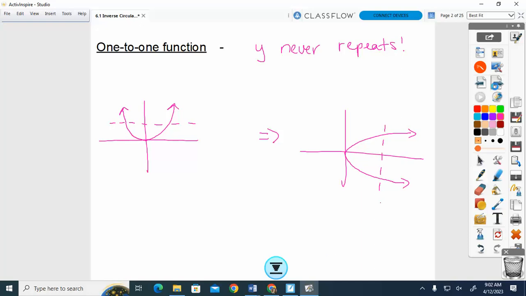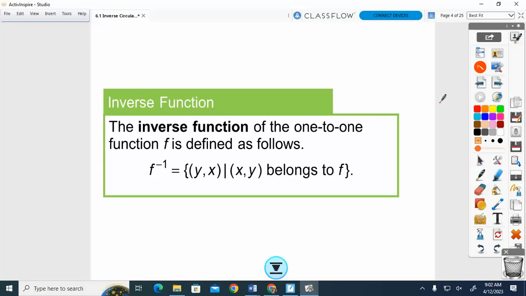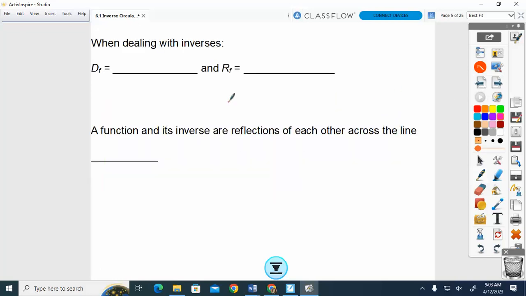So that is an important piece. We use that horizontal line test to determine if things are 1-to-1 or not. And in order to have an inverse, it has to be 1-to-1. That inverse is found by just reversing the x and y values, which is what that definition says. So let's review a couple components of inverses before we talk about how those relate to our trig functions. The x's in the original become the y's in the inverse because x and y flip. So the domain of the function is equal to the range of the inverse.